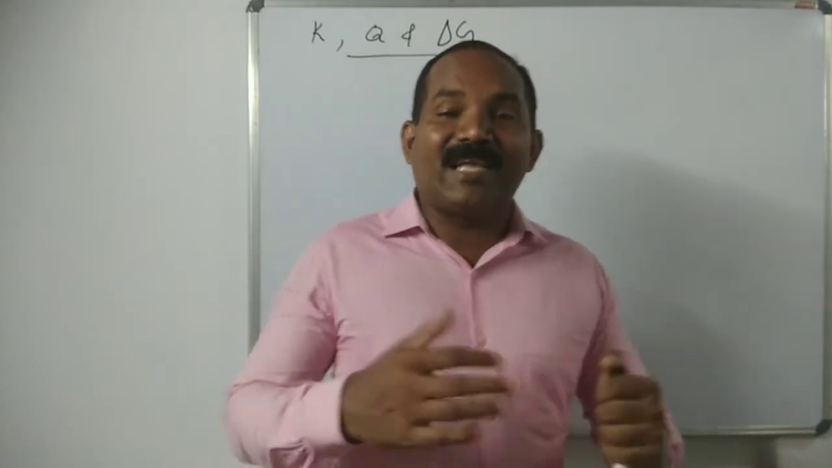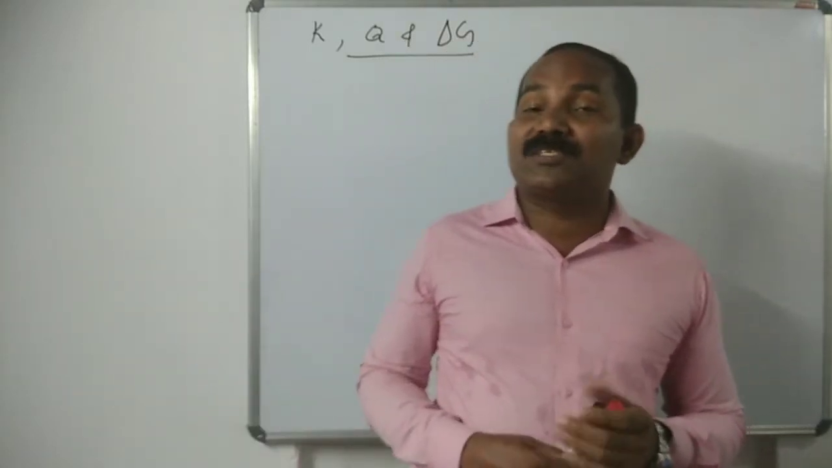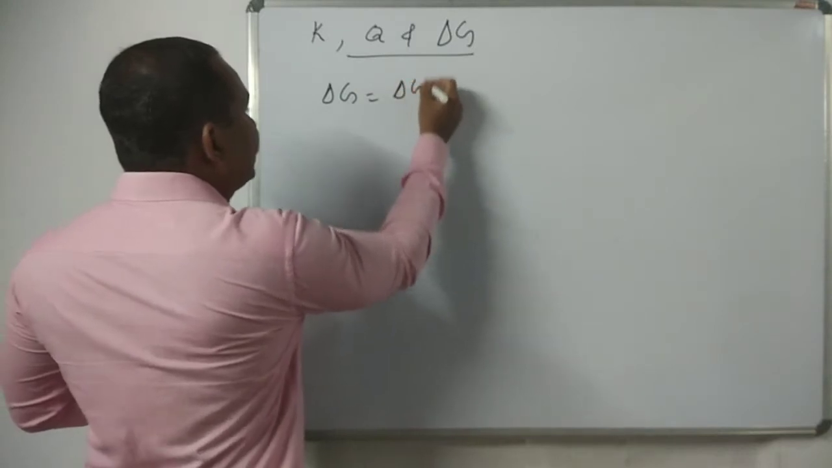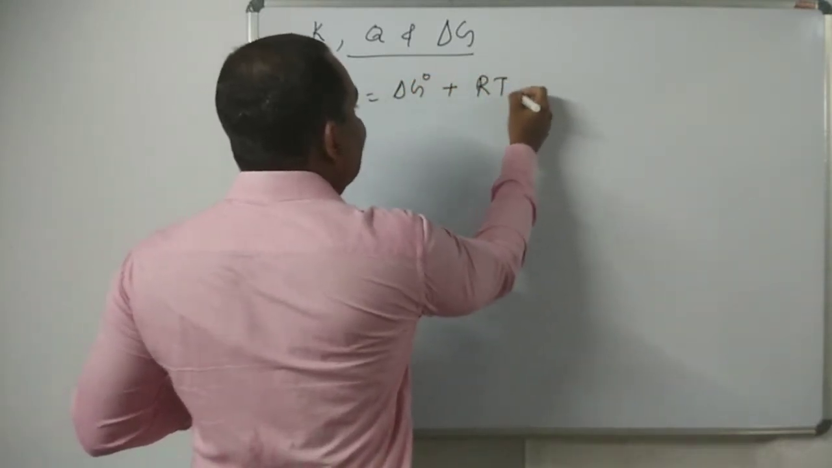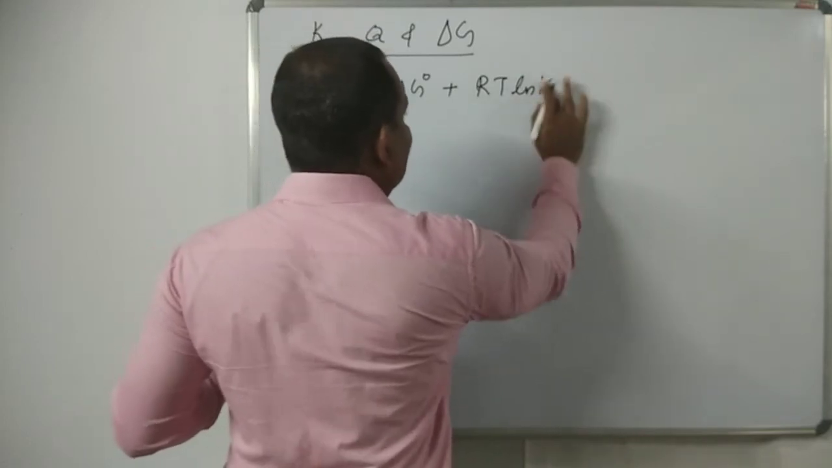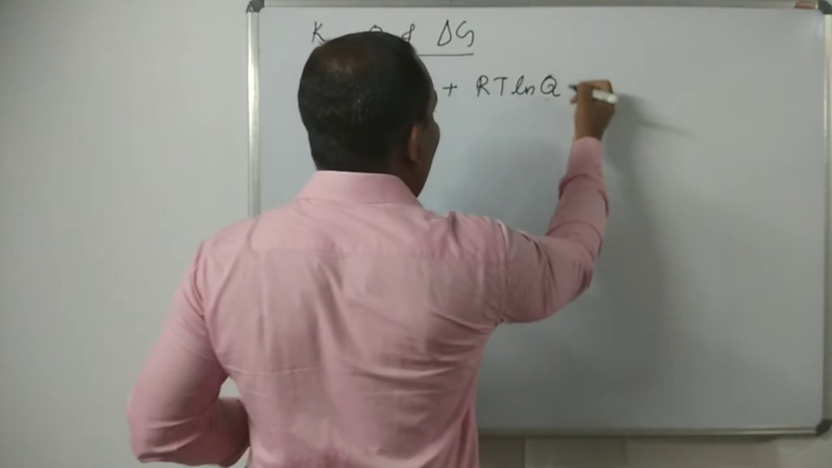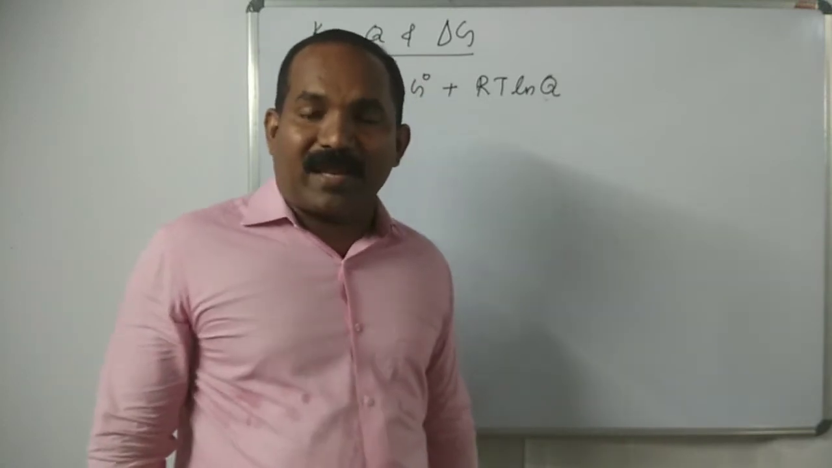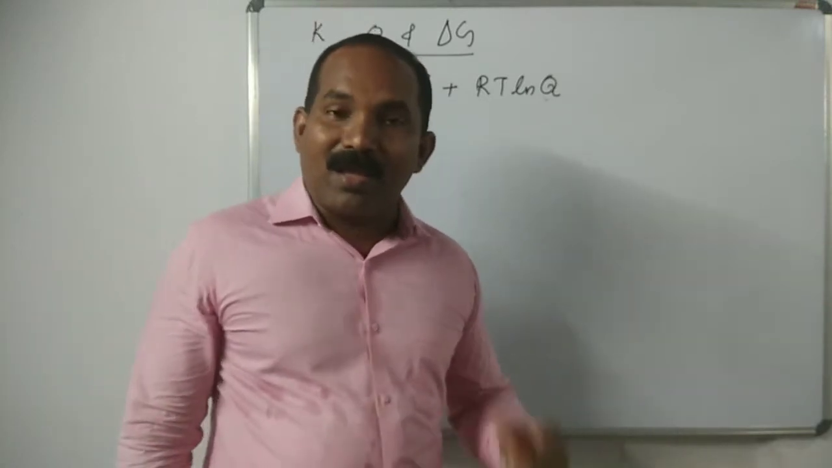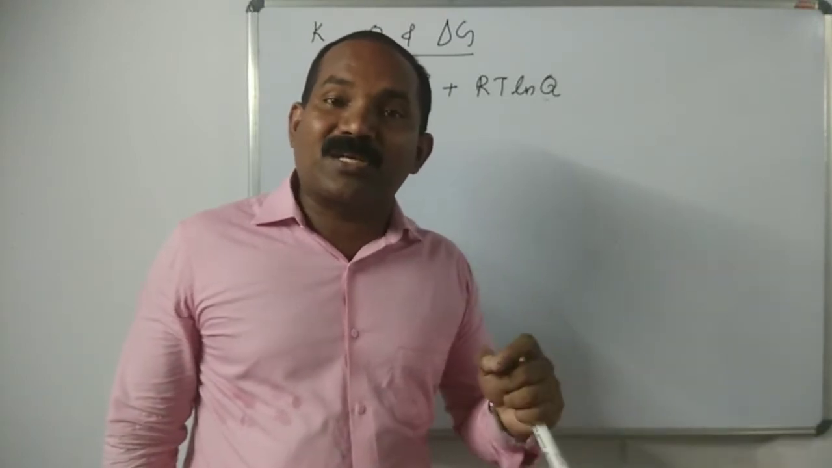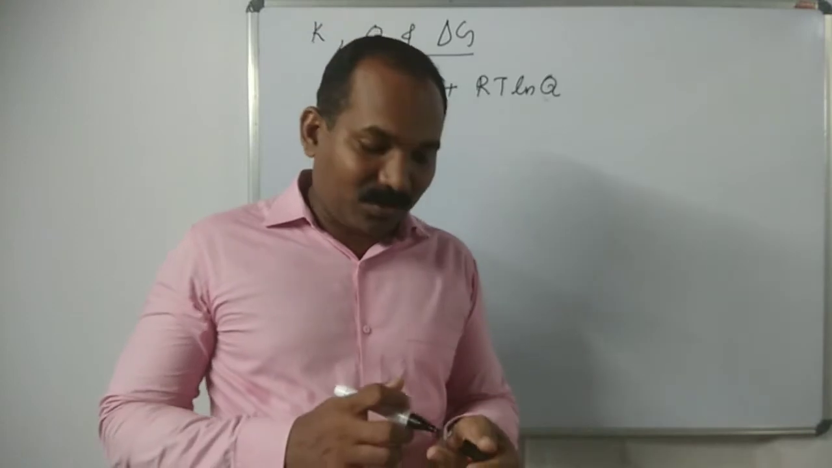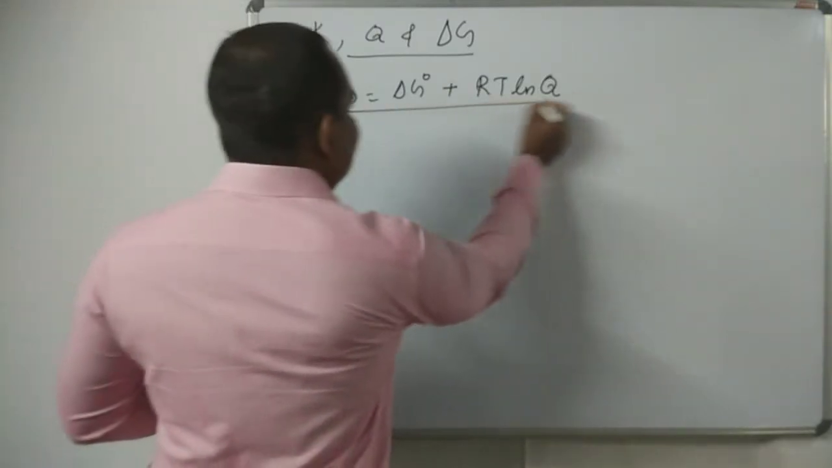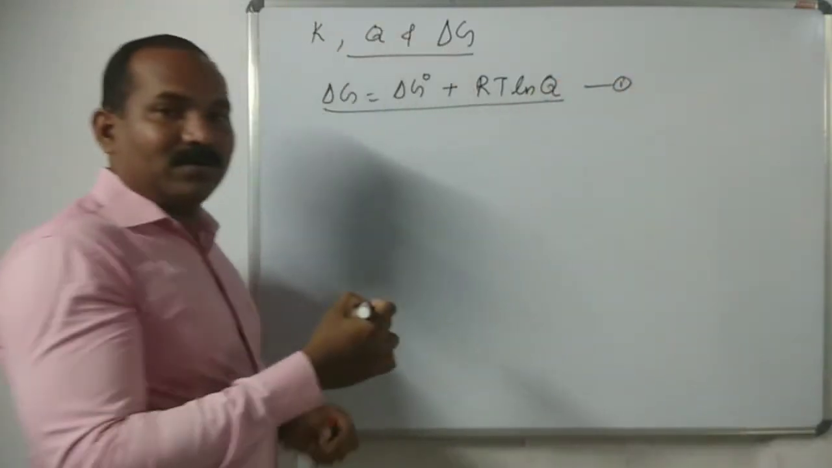The free energy change delta G and the reaction quotient Q are related as delta G is equal to delta G naught plus RT natural logarithm of Qc. If you write Kc, you write Qc; if you write Kp, you write Qp. Concentration goes with Kc and Qc, partial pressure goes with Kp and Qp. This is the relation, equation number 1.